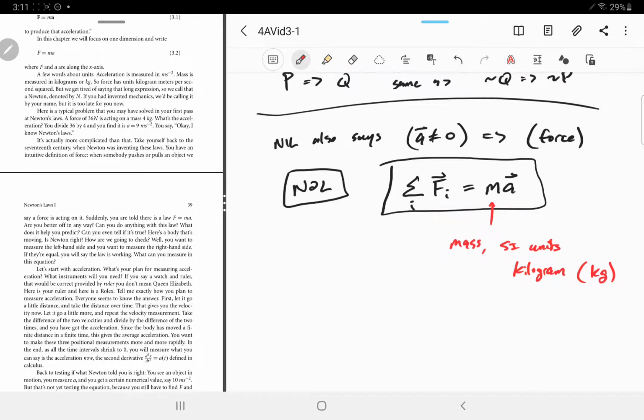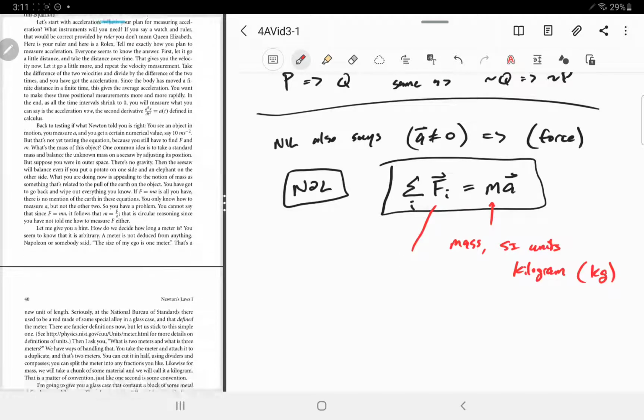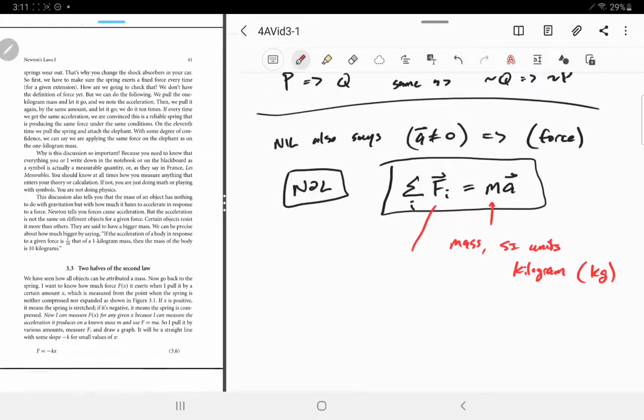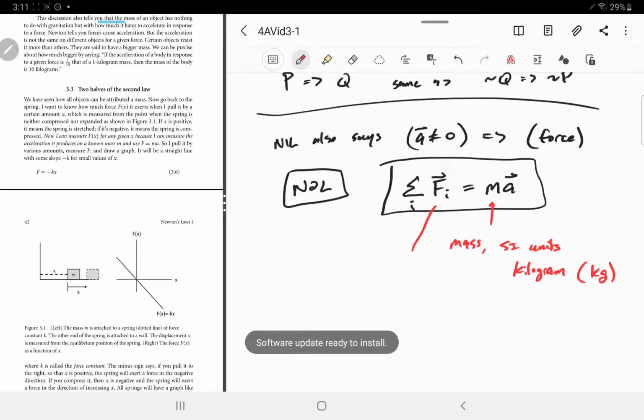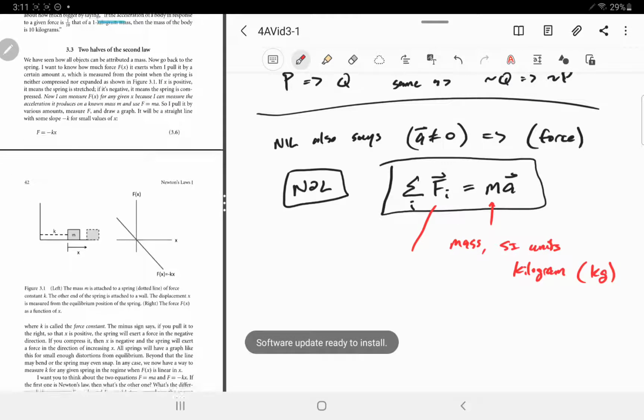Another way of saying this is that if you have a given force, and this is what your book explores a little bit later on, 2 halves of the second law. If you have a given force, say by a spring that you stretch a certain amount, say you stretch a spring 1 centimeter, and then hook that up to something, that will pull on that object with a certain force. So suppose you do it over and over again, you get the same force. And the way you could ensure that is to hook it up to the same mass and measure the acceleration.